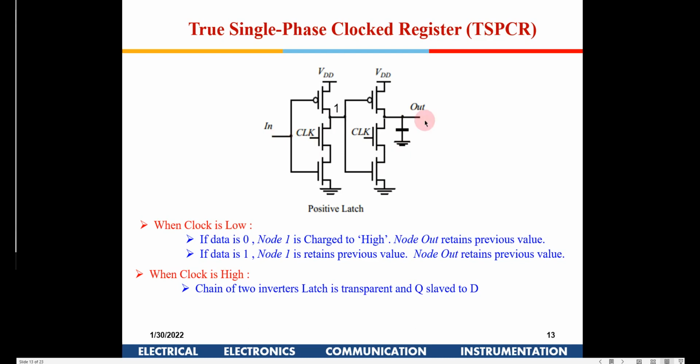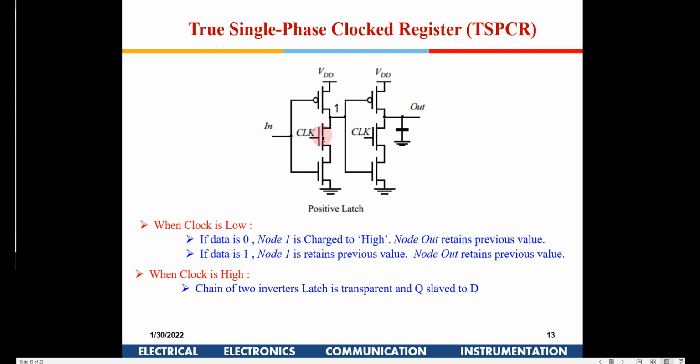Let me repeat it once again. The first case is when the clock is high. When the clock is high, these transistors are switched on, so you can just think of these transistors not being there. So you have one inverter driving the second inverter. So whatever is at the input is available at the output. There are two inverters connected back to back. But when the clock is low, there could be two different situations.